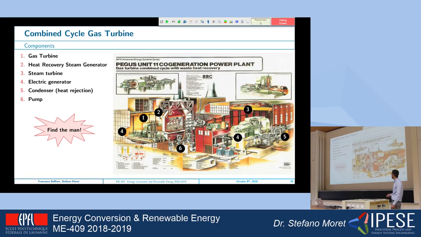And just to give you an idea, try to spot where the man is in this graph, just to give you an idea of the size of this kind of installations. Can you see it? There is a little man down here, okay? So this is to give you an idea. So combined cycle is what we normally use today for large scale electricity production. It's the state of the art of what we use to produce electricity and often heat as well with cogeneration when using gas as an input.